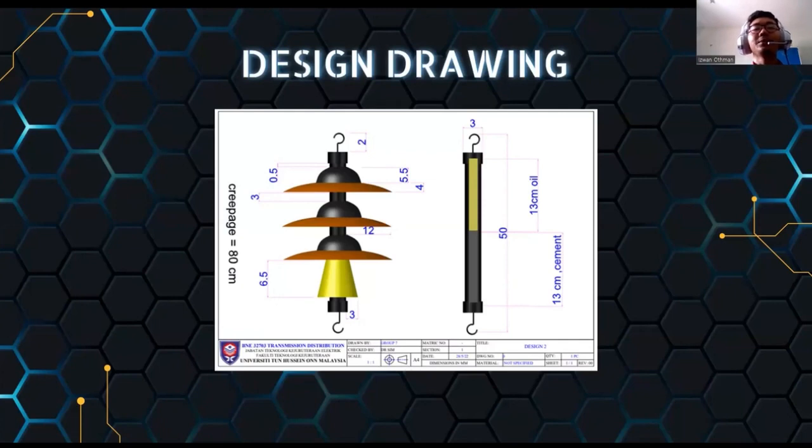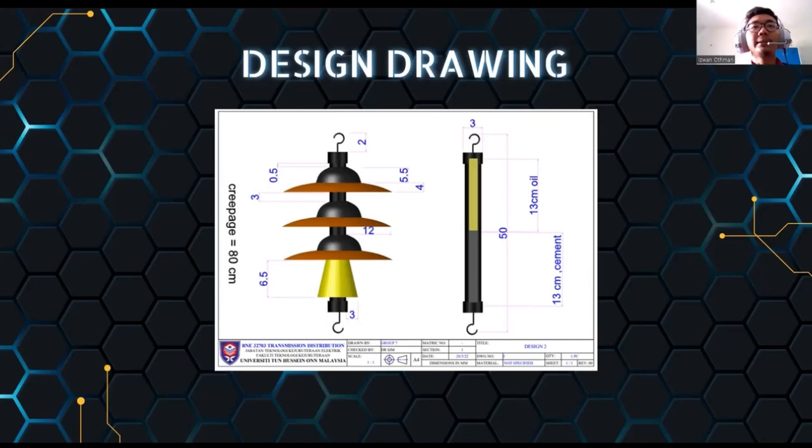So next, I will explain about the drawing design for our prototype. The drawing is drawn using AutoCAD 2021 software. As you can see from the picture, there are three main parts of this prototype, which are the road, sheet, and the end fitting.